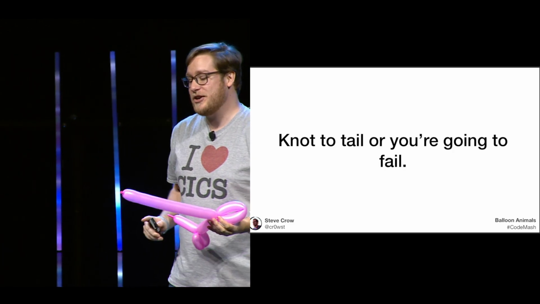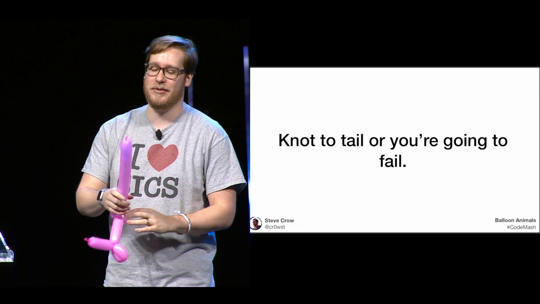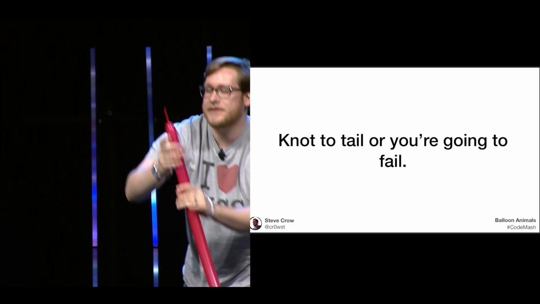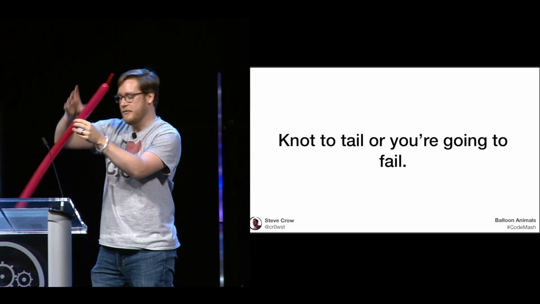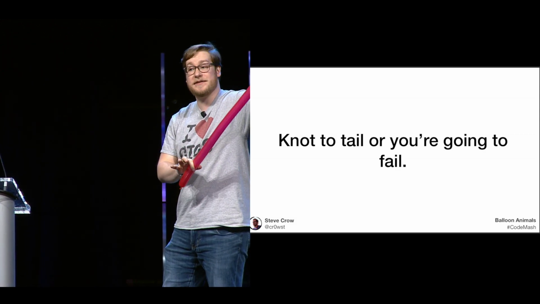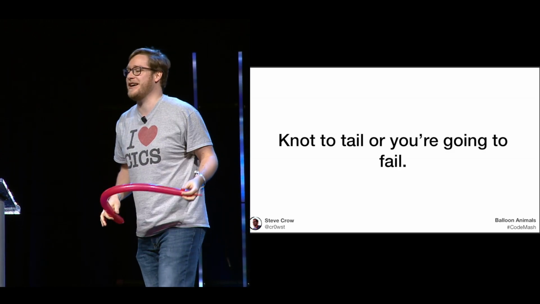And you want to make sure you go knot to tail or you're going to fail. That's a rhyme that you can remember. You start with a knotted end. All of these balloons have this kind of taily tip on them because as you twist the balloon, it pushes air down towards this tail section. And if you don't have room for the air to go, you get a compilation error.